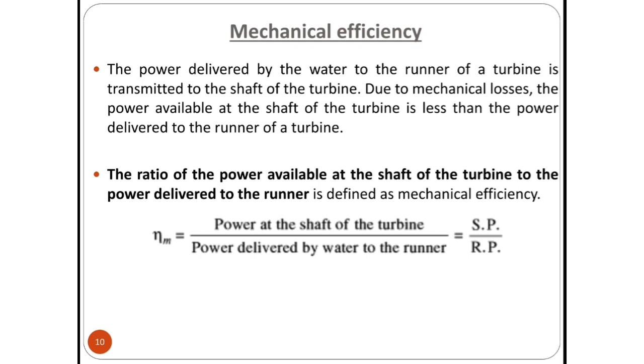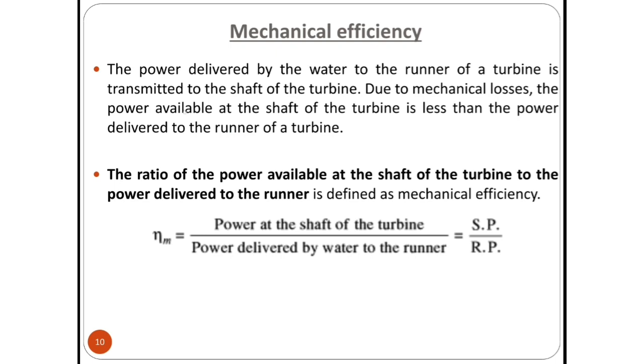So let us go with the mechanical efficiency. What happens is, initially we will supply the water to the vane. Because of this, the runner will start to rotate. This is in connection with the shaft, so the shaft will start to rotate. Mechanical efficiency is nothing but the power delivered by the water to the runner of the turbine being transmitted to the shaft of the turbine. So this runner power will be transmitted to the shaft of the turbine.